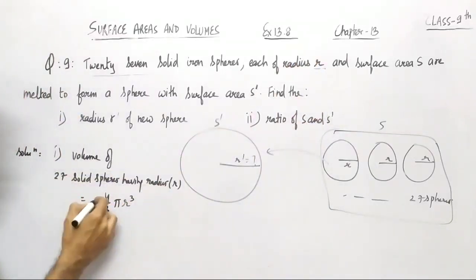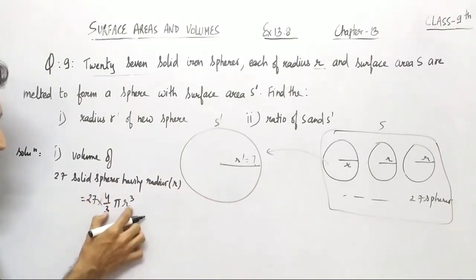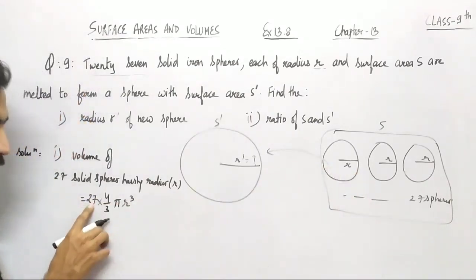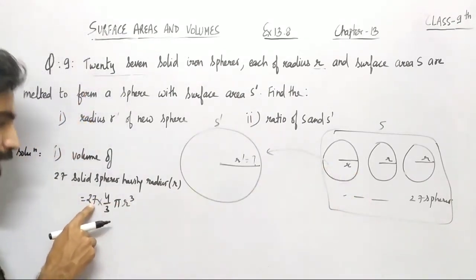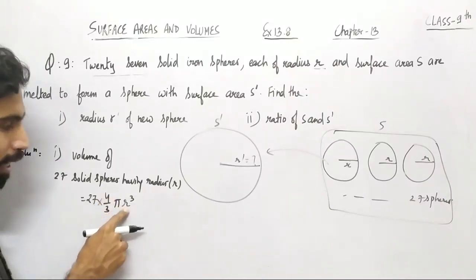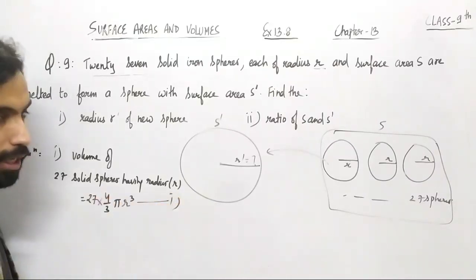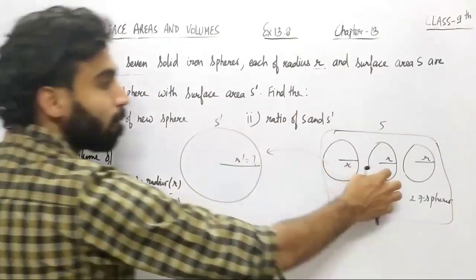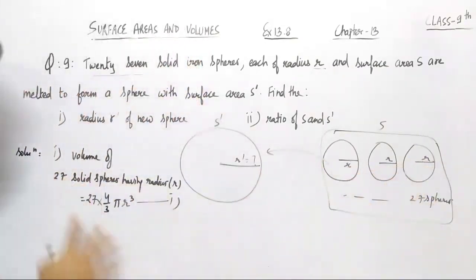Now 27 की क्या हो जाएगी? Multiply by 27, right? So ये किसकी थी? एक sphere की volume ऐसे निकलती, right? So what will be the volume of 27 solid spheres? So 27 into 4/3 pi r cube, right? So let me just give this equation number first, right? So ये तो हुई 27 solid sphere की volume, right?